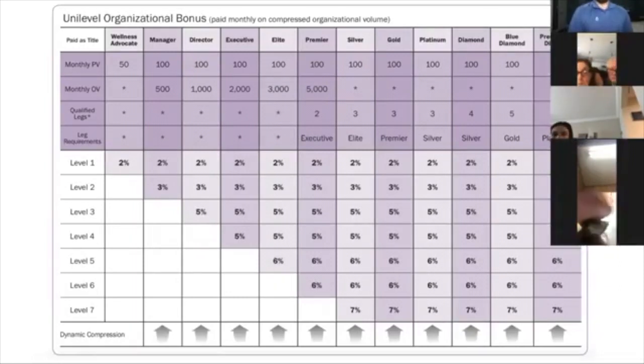doTERRA uses dynamic compression in their compensation plan. That's important because in some compensation plans, if someone doesn't meet one of these requirements, then that percentage is lost. Basically, it's not paid out to anyone. doTERRA doesn't do that. They use dynamic compression. So if a percentage is not paid out to someone, it rolls up to the next person who meets that requirement. So it is paid out 7 levels, no matter what.